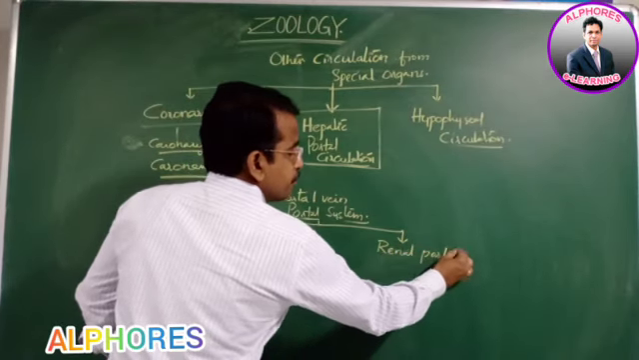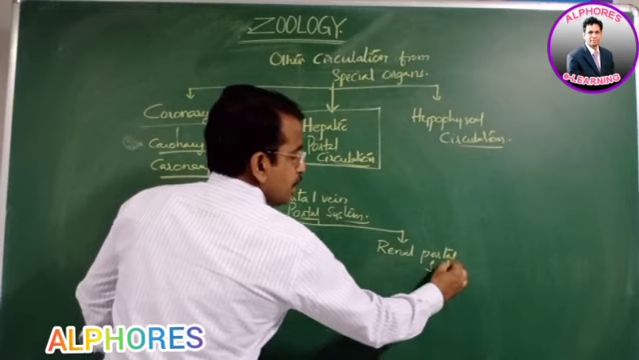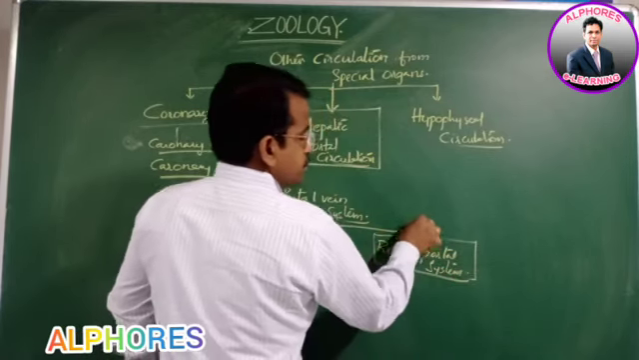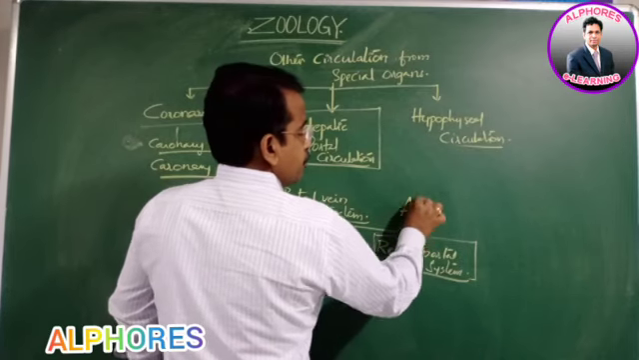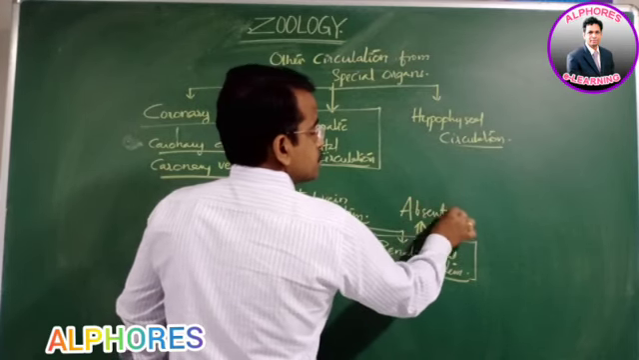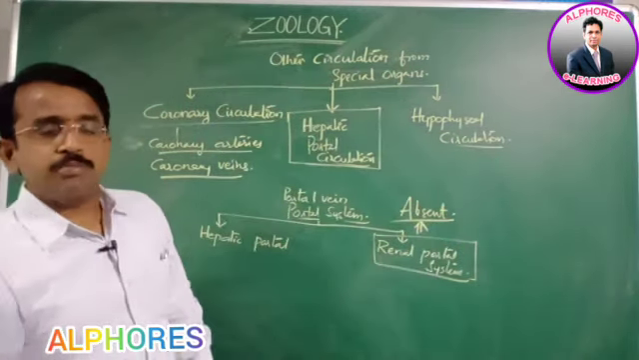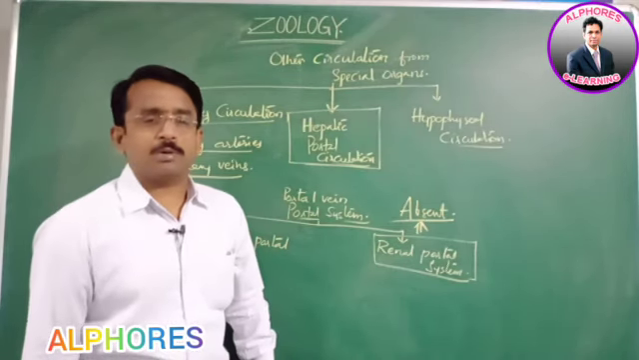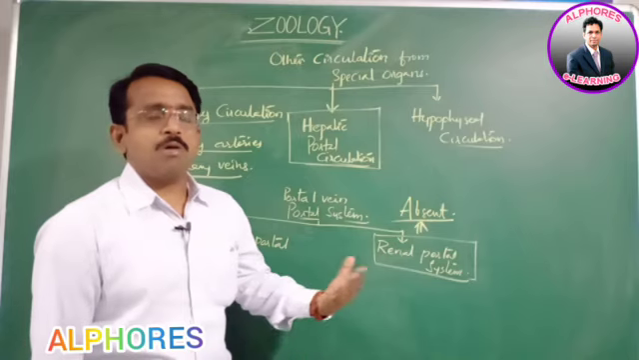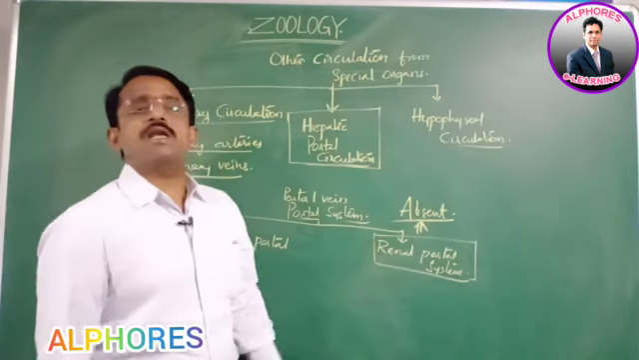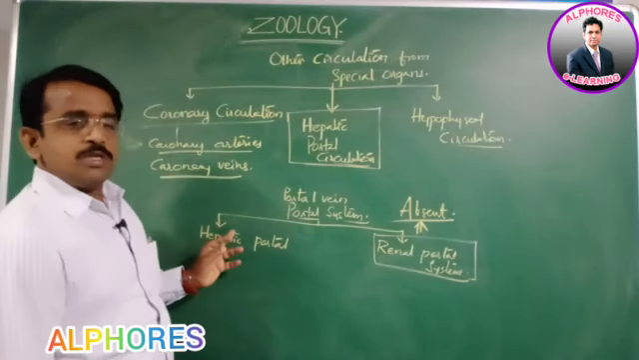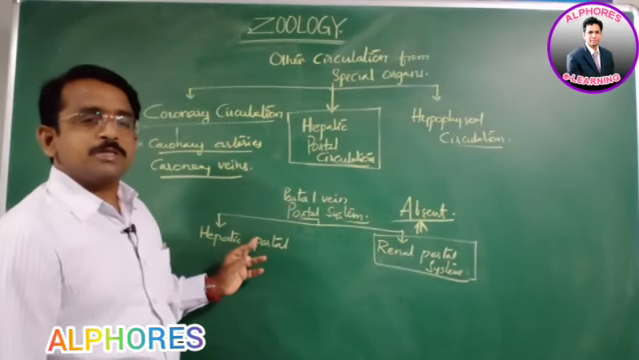In the case of human beings and cyclostomes, the renal portal system is absent. In the case of human beings, that is, in mammals, all the mammals are without a renal portal system. So there won't arise a question of discussing the renal portal system. Now we'll go for the hepatic portal system.